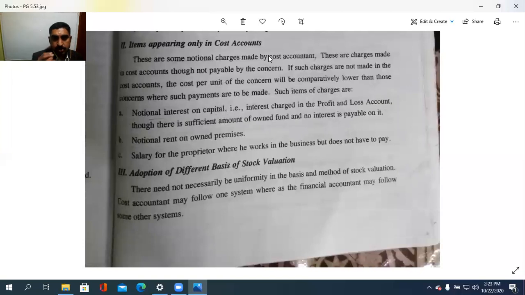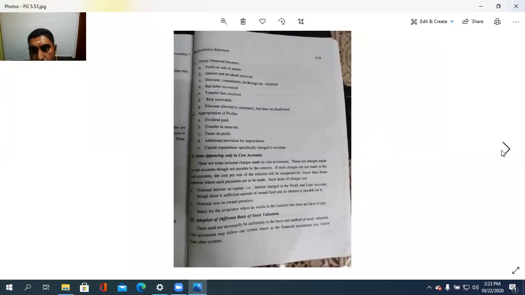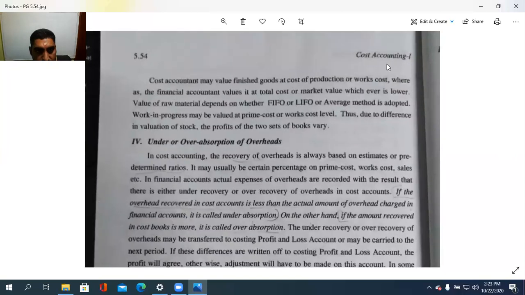Third is adoption of different basis of stock valuation. There need not necessarily be any uniformity in the basis and methods of the stock valuation. Cost account may follow one system, whereas the financial account may follow other system. അതായത് സ്റ്റോക്കിന്റെ വാല്യുവേഷന് വരുന്ന ഡിഫറൻസസ്.